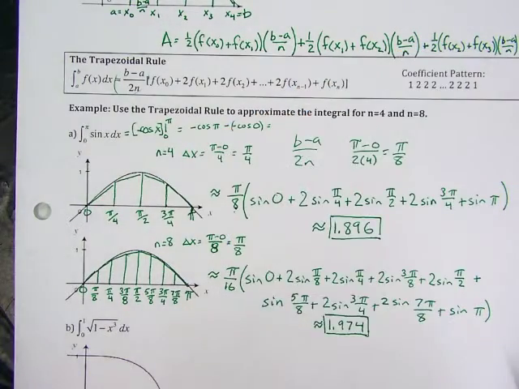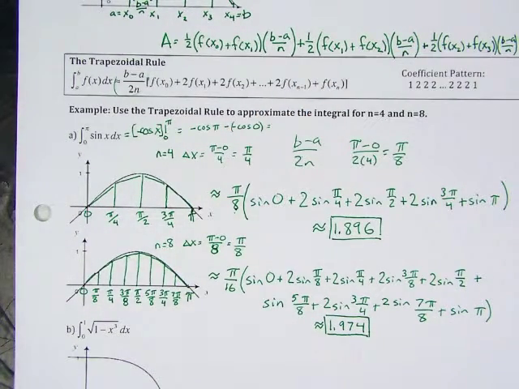I didn't get 1.896. Cosine of 0 is 1, but it's negative, so negative cosine 0 would be negative 1. Negative cosine of pi is positive. And what's cosine of pi? Did I do it right? What did you get? I'm not sure. 4.8.